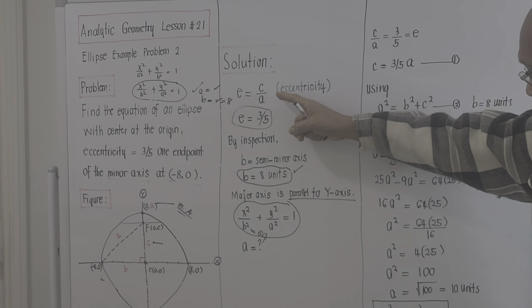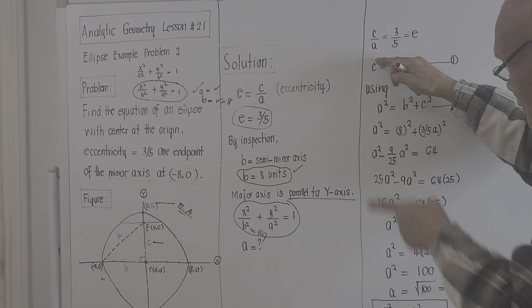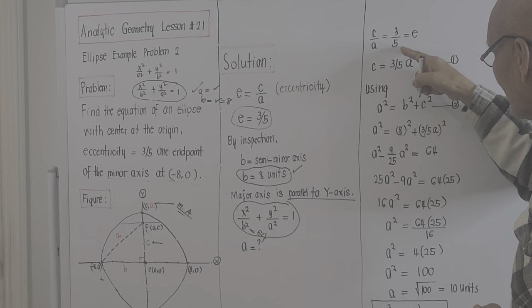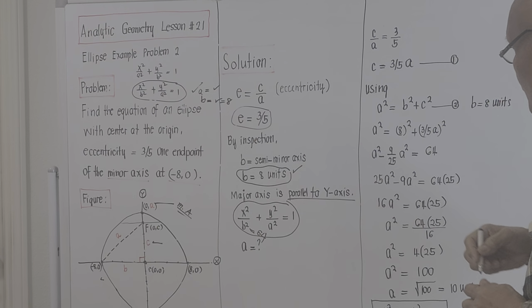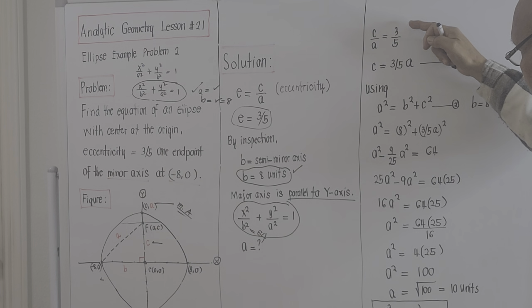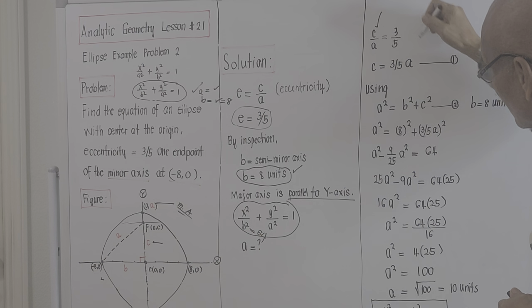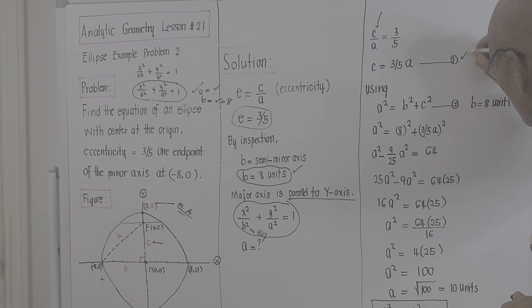Since eccentricity for an ellipse is C/A, the given eccentricity is 3/5. So this is 3/5, and that is eccentricity. We could erase this one now. So in here, we are given the relation of C and A, and that will be equal to 3/5. Computing for C, C will be the product of 3/5 times A. We call that equation number 1.